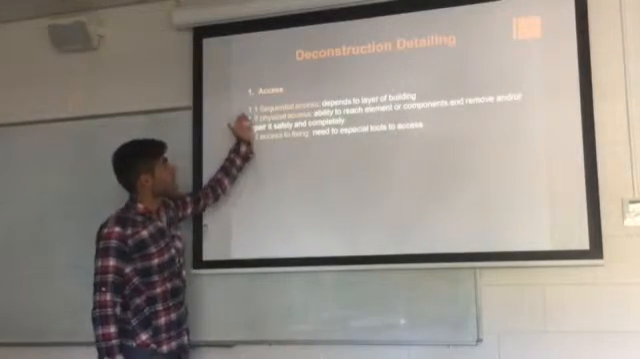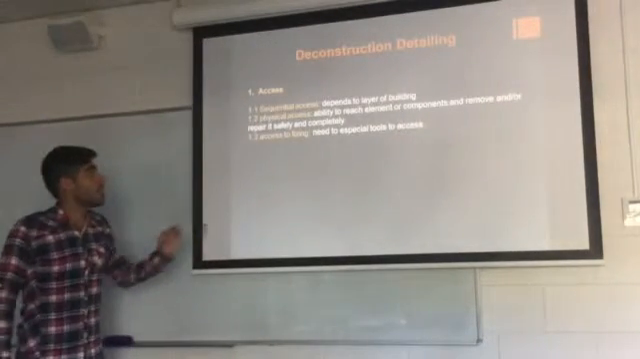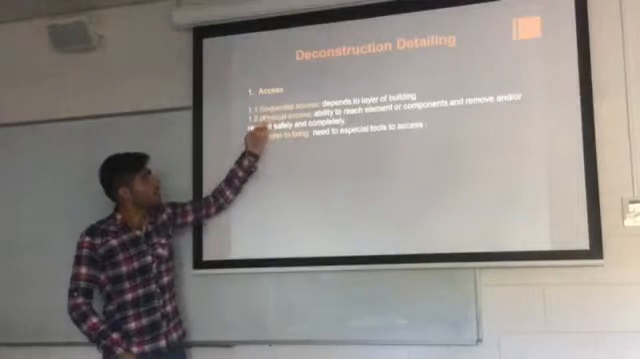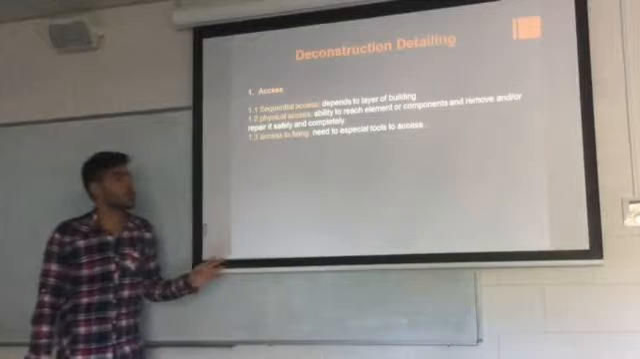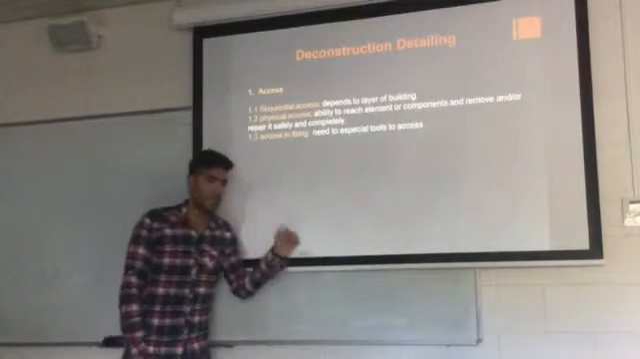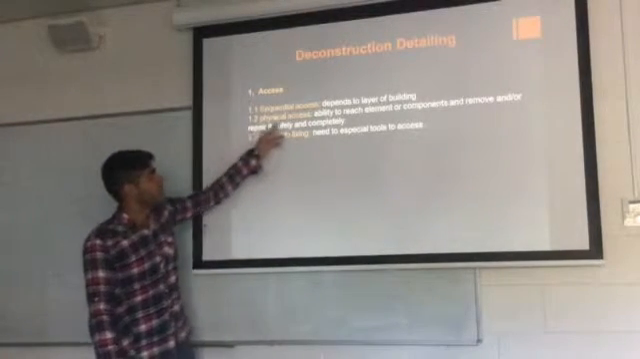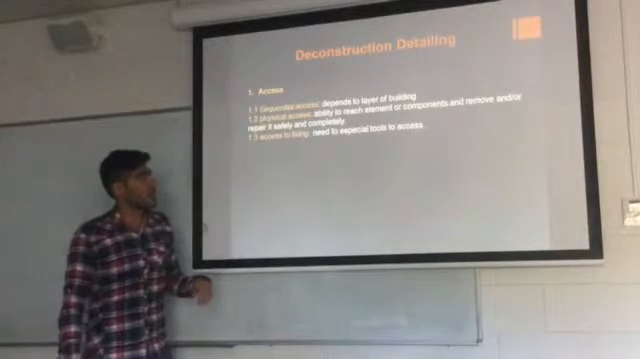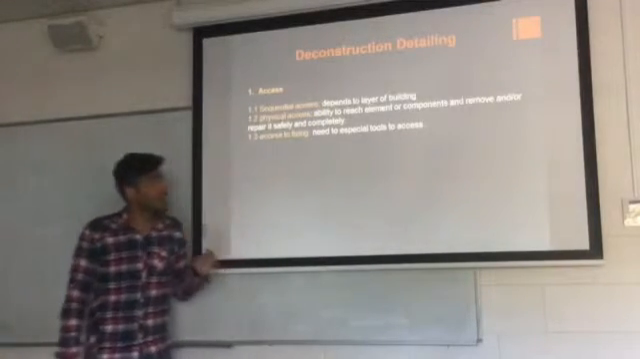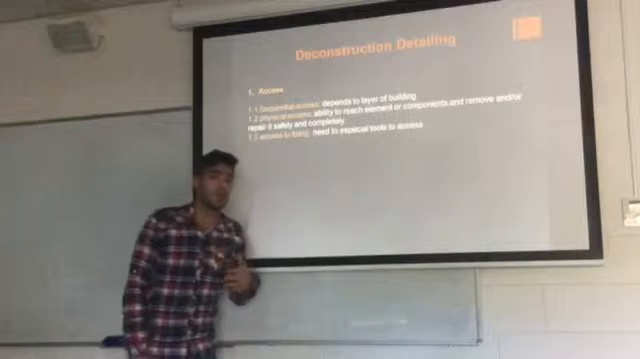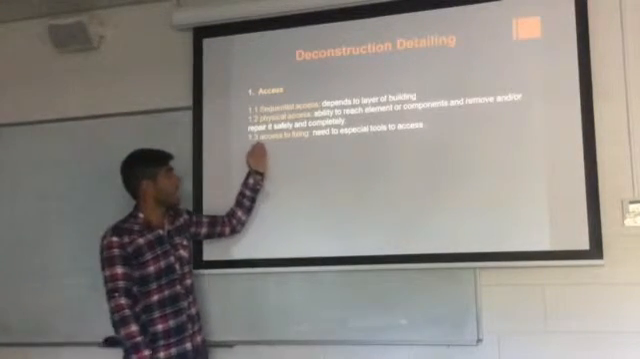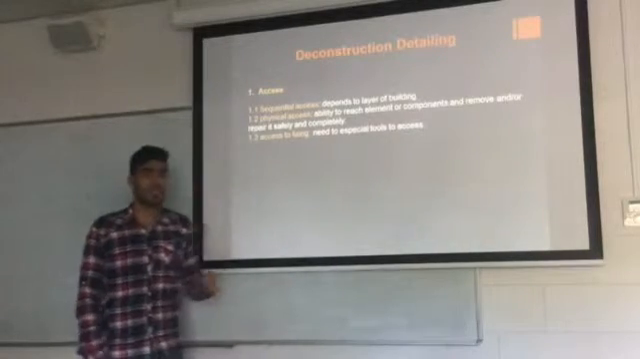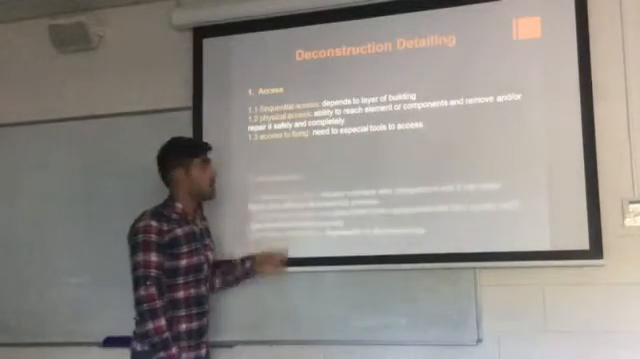First, access. Access has three different types. Sequential access depends on the layer of the building; it really depends on the layer of the building where you want to access them. Physical access is the ability to reach elements and components to remove or repair them completely, and access to fixing needs special tools to access.